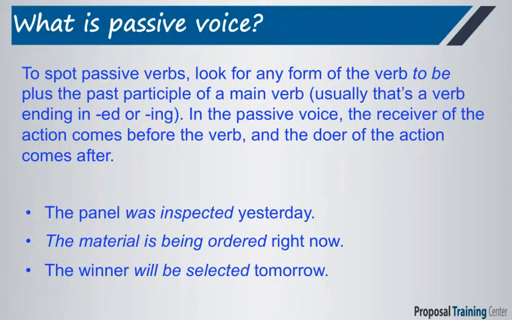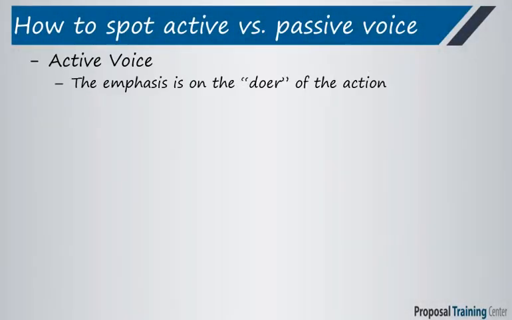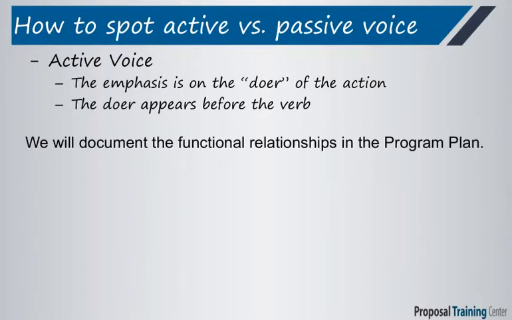Now I'll tell you the most practical way to spot passive voice in your writing. With active voice, the emphasis is always on the doer of the action, and the doer always appears before the verb. Here's an example. We will document the functional relationships in the program plan. Note that the doer of the action, we, is the subject of the sentence and appears before the verb. There's no confusion about who will be doing what, assuming you know who we is.